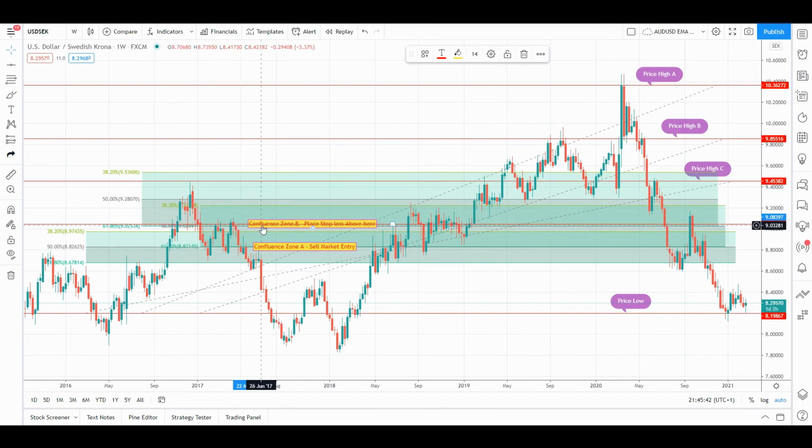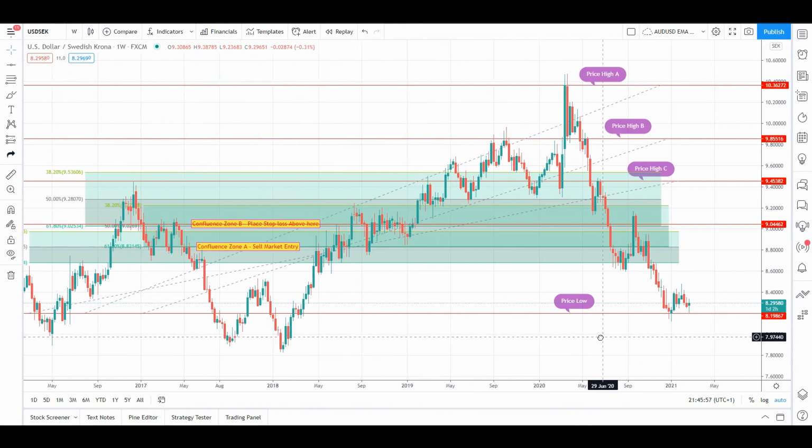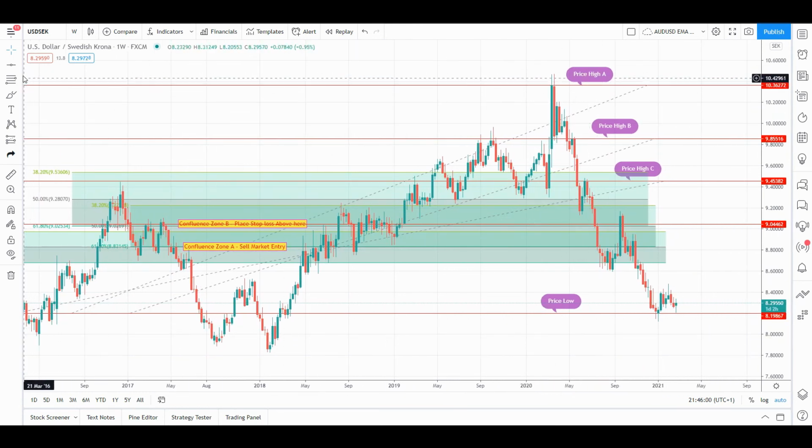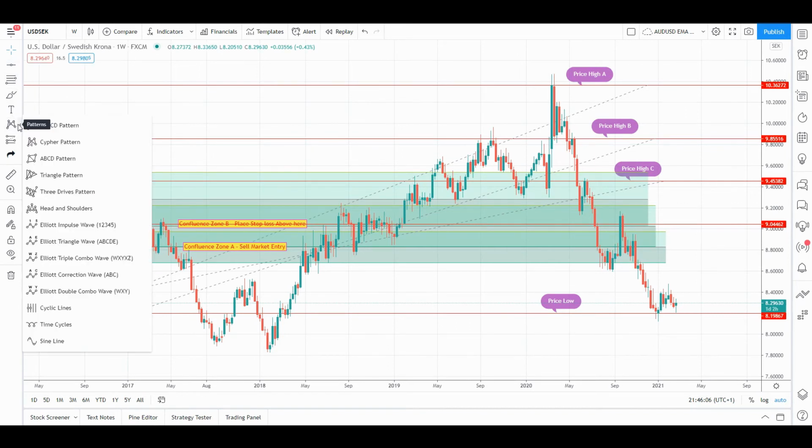Zone A and B. The confluence zone is an indication that the market is going to respect that price level very strongly, because we have 2 powerful Fibonacci ratios in alignment, right? That's an indication that the market will respect this market entry. Right now we are in a downward trend, so when the market retraces back up, it is going to find resistance at confluence zone A, right?